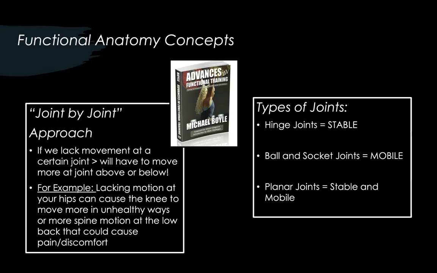And then our planar joints, which, when I refer to planar joints in this course, are joints of our spine. We get sliding and gliding motions mostly at those joints. They can express different degrees of stability and mobility. So they're more in the middle. They don't fall on one extreme or the other like these other two types of joints.